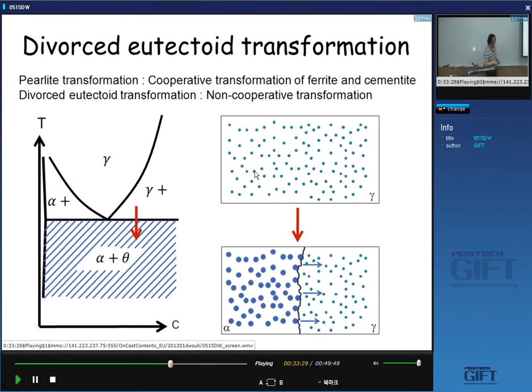Okay, I'd like to introduce you to a different kind of pearlite eutectoid transformation. Usually when we talk about the eutectoid transformation in steel, it means the pearlite, with alternating layers of plate-type cementite and ferrite. But sometimes a different kind of eutectoid transformation occurs, which is called divorced eutectoid transformation. In the usual eutectoid transformation, what you can observe is the lamellar structure of ferrite and cementite. But when the divorced eutectoid transformation occurs, what you observe is round-shaped cementite in the matrix of the ferrite.